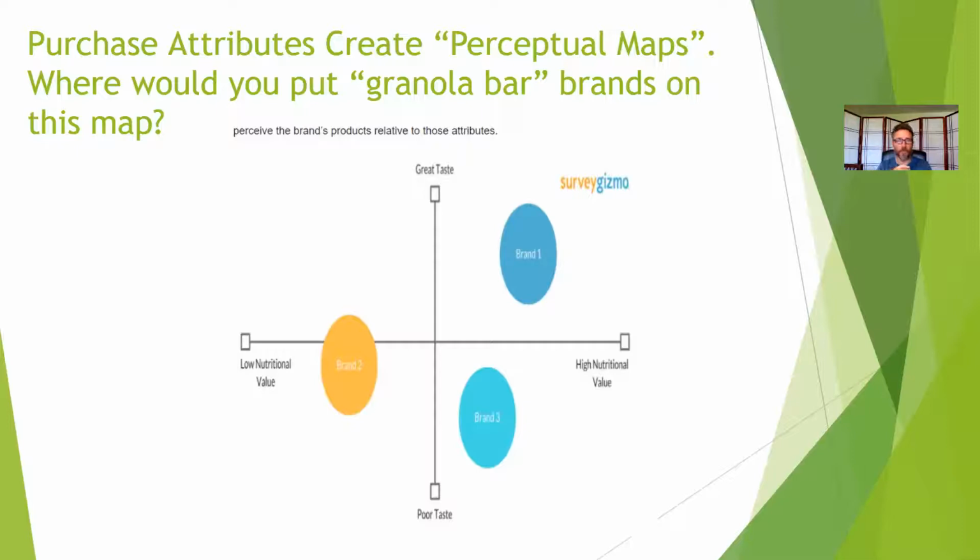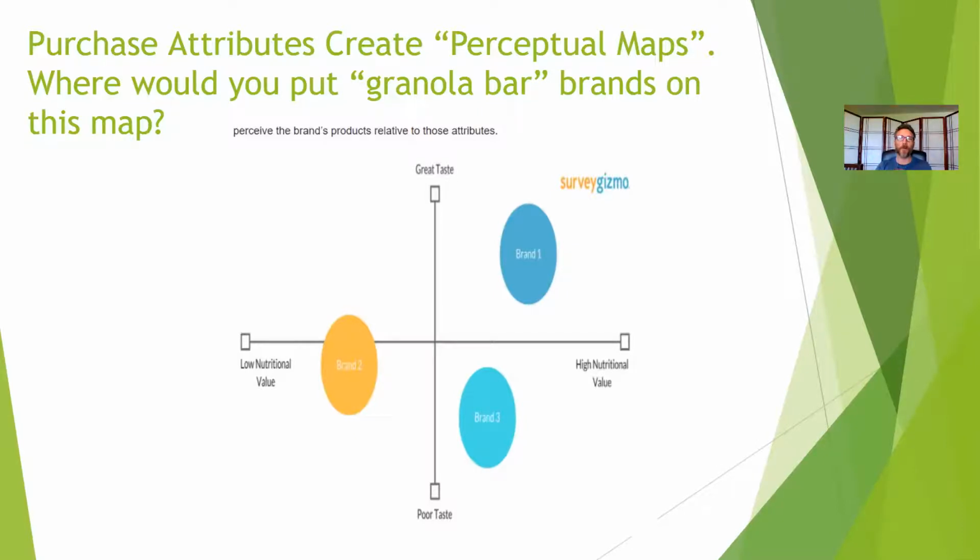If anybody has other purchase attributes that would be important to you. Certainly taste and how much nutrition. Are there other things? Calories. Calories. Price. You could do a whole new perceptual map on calories and price and map you against the competitors.